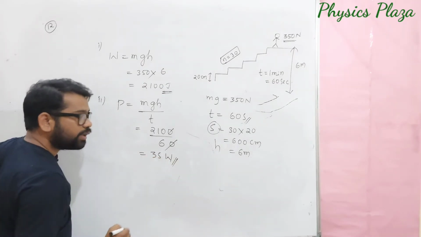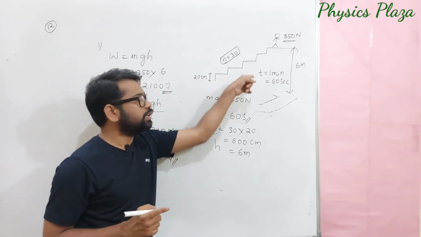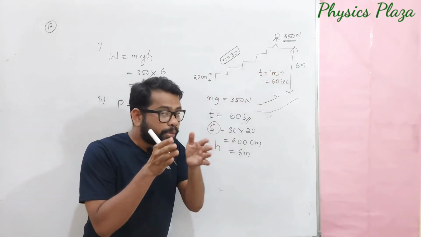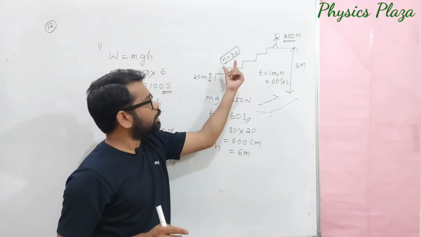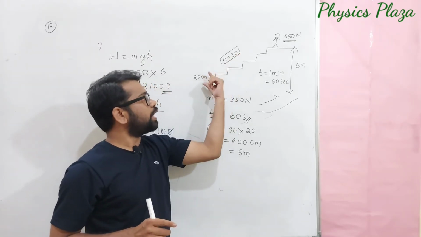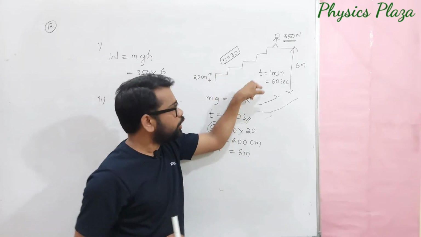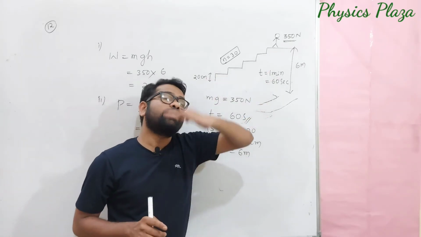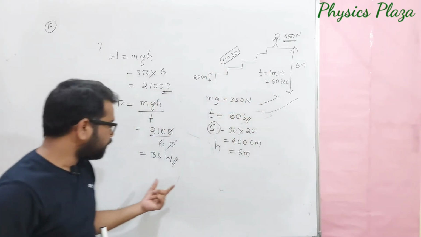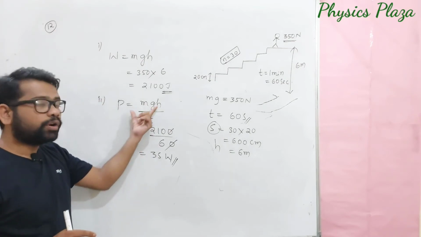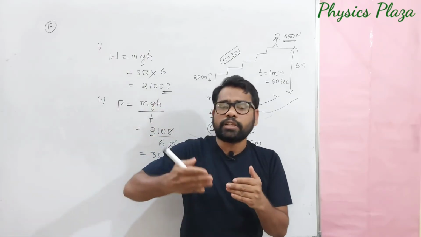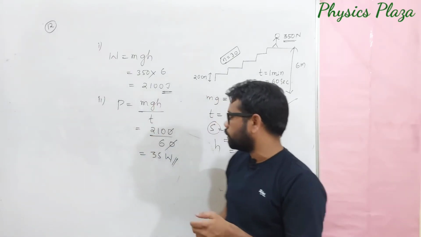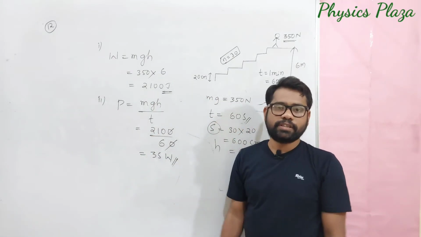So children, this is how we can calculate. In this question, the height is not given. The number of steps and the height of each step are given. So if you multiply the number of steps with the height of each step, then we will get the total height the boy is moving against gravity. So this is how we can calculate the work done against gravity, and during that work done, the power spent by the boy is 35 watts. Just copy it.